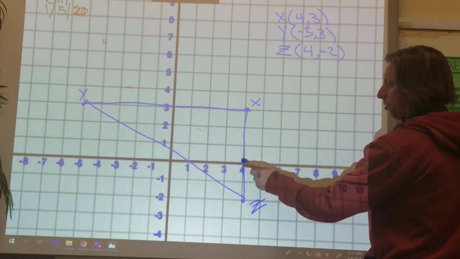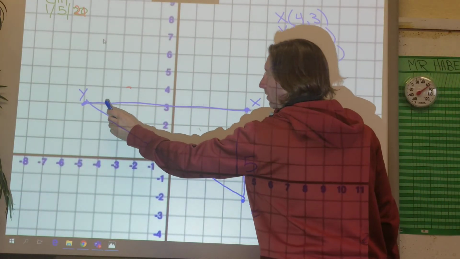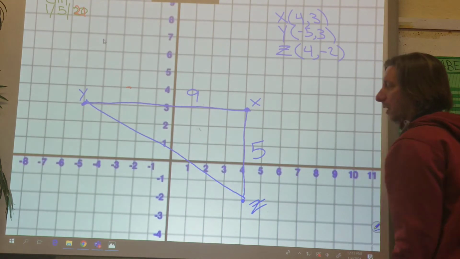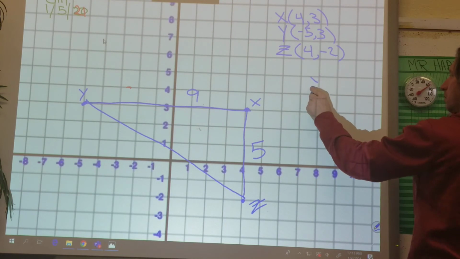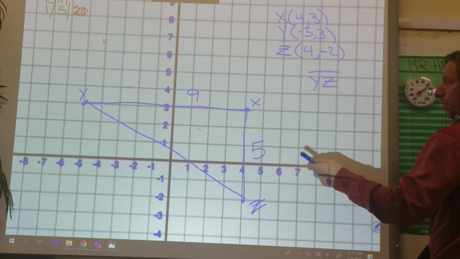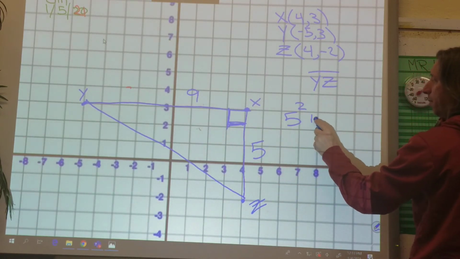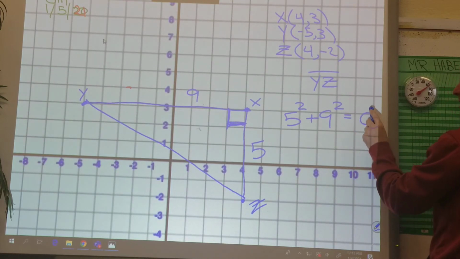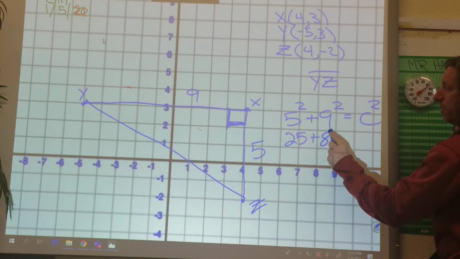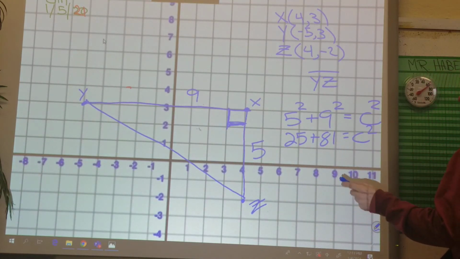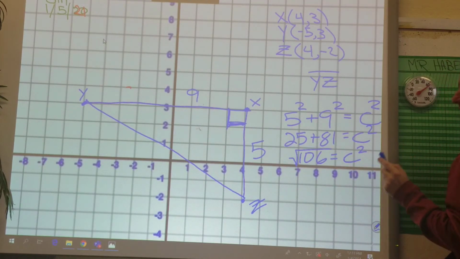This side is 1, 2, 3, 4, 5. This side is 1, 2, 3, 4, 5, 6, 7, 8, 9. Okay, so then we got to find, maybe we're trying to find the distance from y to z, right? So y, z, how far is it? So these are my legs, right? Here's my right angle. So I have 5 squared plus 9 squared equals c squared, right? Might as well finish it. 25 plus 81 equals c squared. 106 equals c squared.